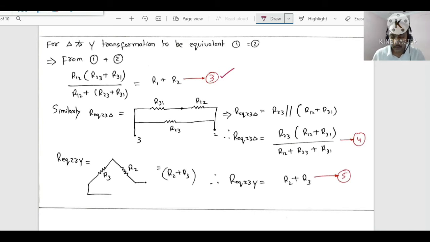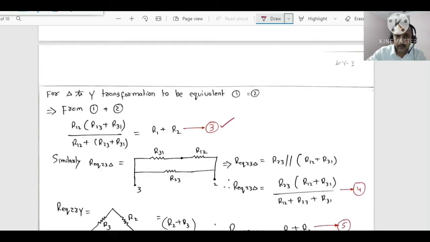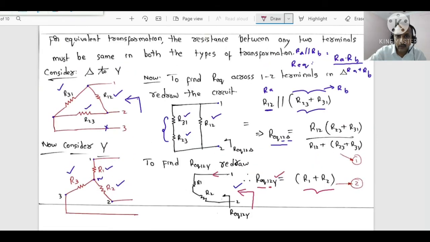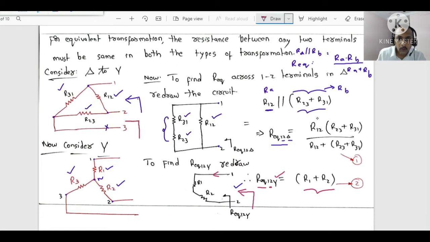Now the same steps are to be repeated. Finding the equivalent resistance between 1 and 2 is completed, no? Next possibility is between 2 and 3, we will find the equivalent. Next possibility is between 3 and 1, we will find the equivalent. Such steps we have to repeat 3 times. Clear? First time we have found out the R equivalent between 1 and 2. Now we will continue to find R equivalent between 2 and 3.